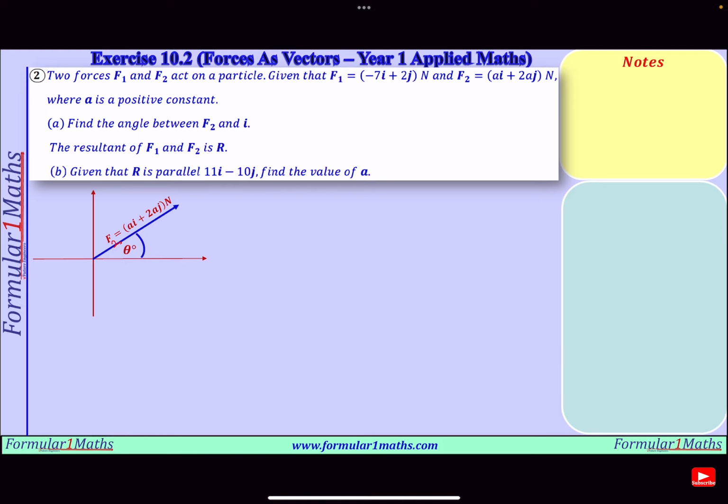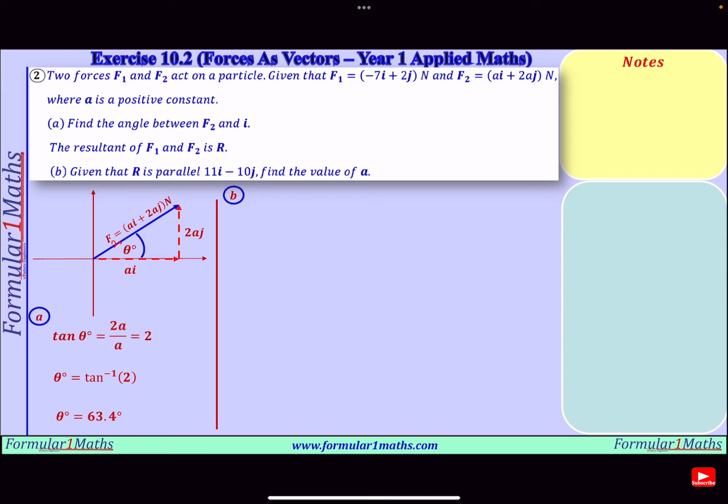Let's now put in the components of the force F2. So we have a in the horizontal direction and 2a in the vertical direction. We can now proceed to use SOHCAHTOA because tan theta will be equal to the opposite, which is 2a, over the adjacent, which is a. That reduces to 2. So that means theta is equal to tan inverse of 2. Tan inverse of 2 will be 63.4 degrees.